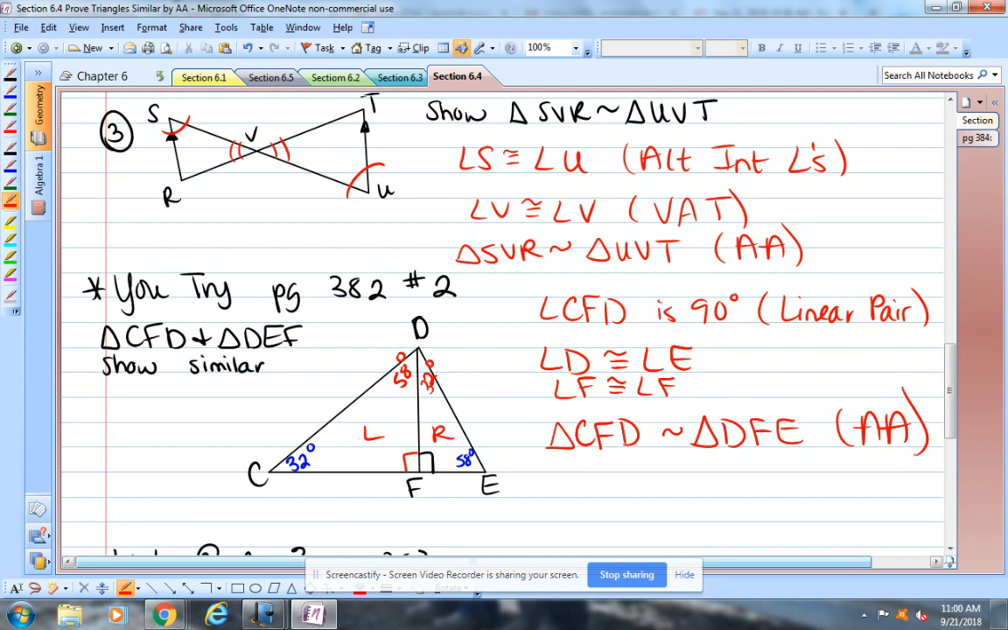Okay? So you cannot assume congruence unless you know measures or it tells you the word bisect or something like that if it's split up. Does that make sense?